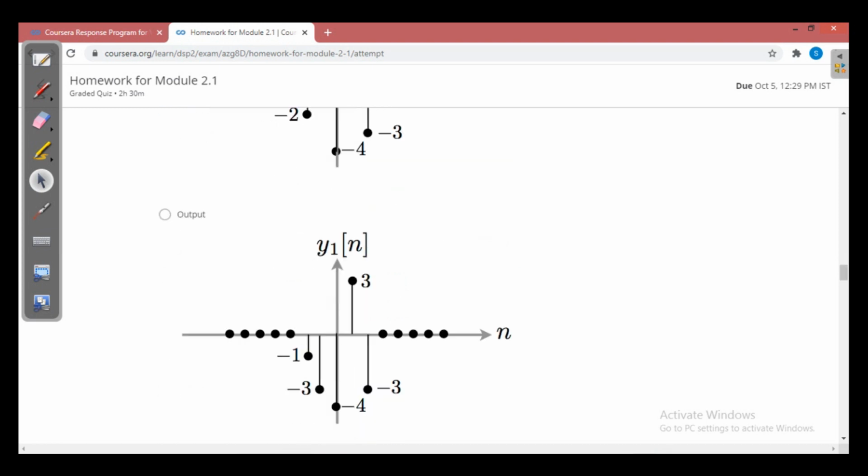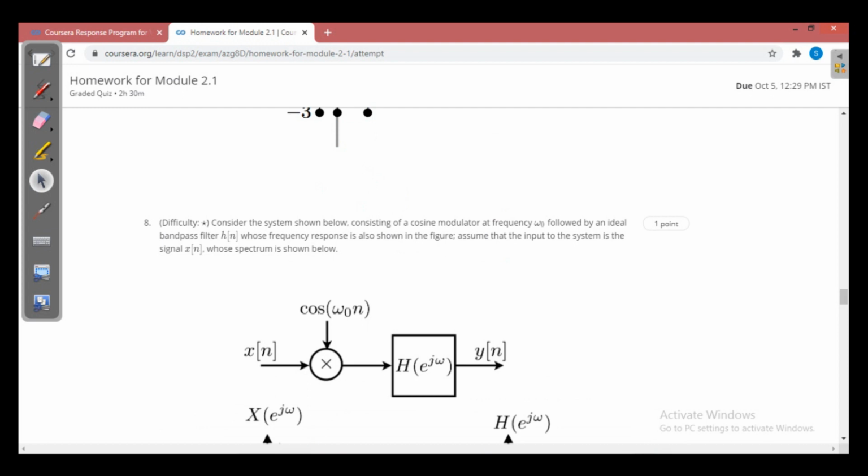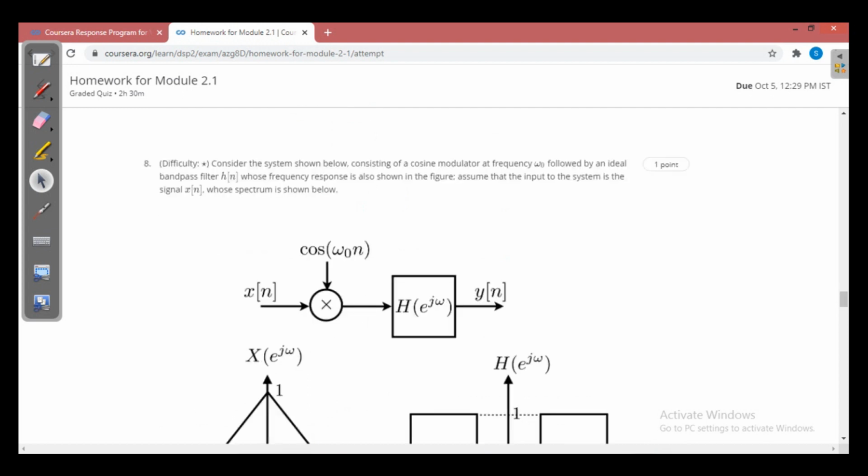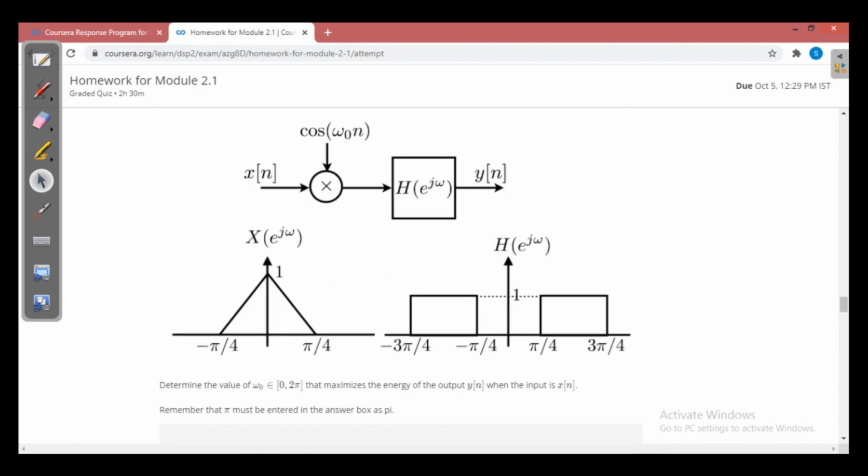Okay, now the eighth one. Consider the system shown below, consisting of a cosine modulator at a frequency omega naught, followed by an ideal bandpass filter h of n, whose frequency response is also shown in the figure. Assume that the input to the system is the signal x of n, whose spectrum is shown below. Now this is the spectrum of your x of e power j omega, that is the spectrum of your input signal, and h of e power j omega.